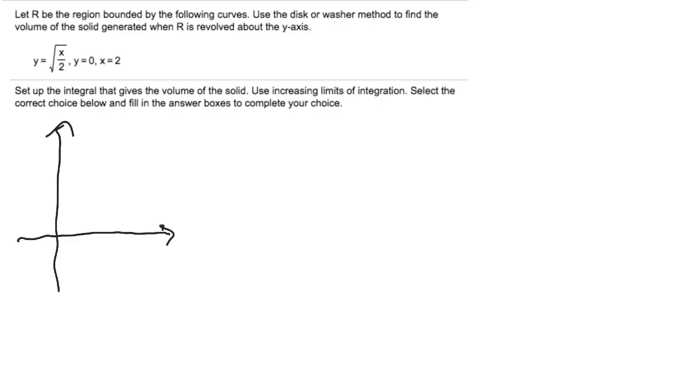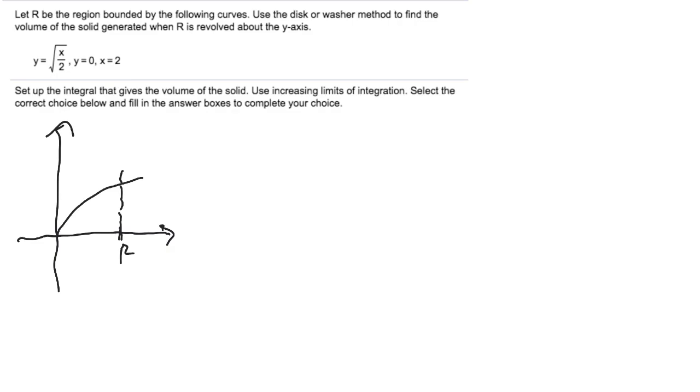Our region is given by the equation y equals the square root of x over 2. The square root function looks kind of like this. It's a positive part of a sideways parabola, and they tell us that we're going from y equals 0, which is the x-axis, will be the bottom of it, and x equals 2 will be one side of it. So it's the region that's created between the curve, the vertical line x equals 2, and the x-axis.